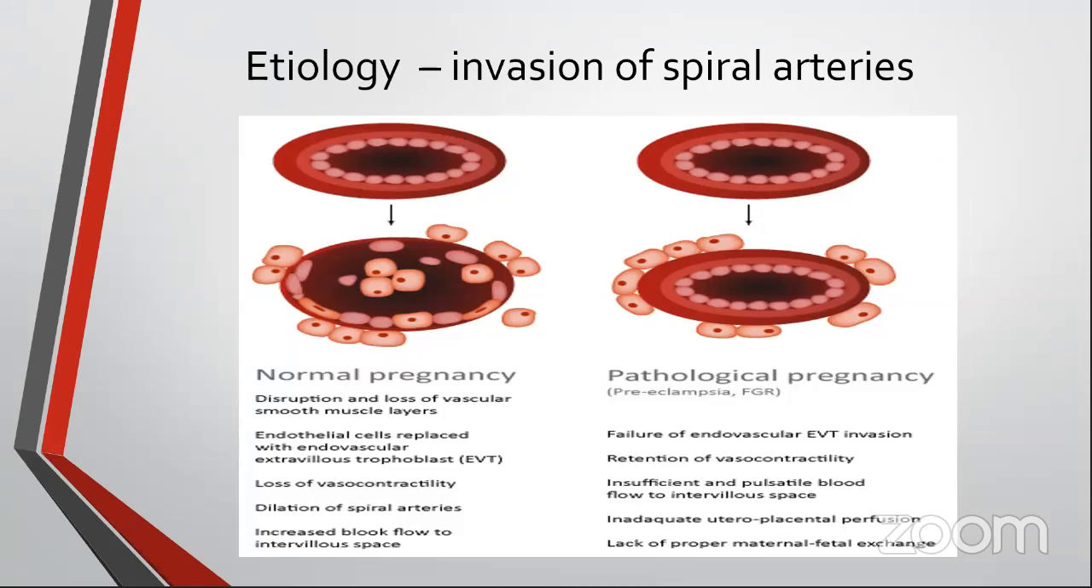On the other hand, on the right side of the screen, you can see the pathological pregnancy in preeclampsia or fetal growth restriction, how the trophoblast cells failed to invade the muscularis layer of the spiral arteries. So this hypoperfusion of the placenta and this etiology is considered a risk factor for developing hypertensive disorder and fetal growth restriction.